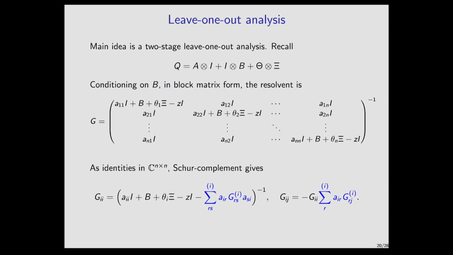So I can write out the resolvent in terms of a block decomposition in terms of this first tensor factor A. And in block matrix form, the resolvent looks something like this. In each block, you have an entry of A multiplying the identity. And then on the diagonal, you also have this B and these multiples of xi, subtracted by z times the identity, which is in this resolvent. In this expression, I want to clarify, each element here is an n by n block inside this larger n squared by n squared matrix.